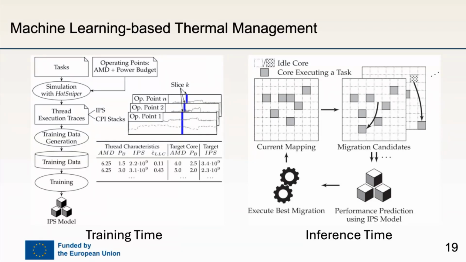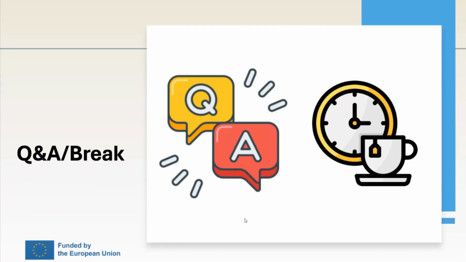And we use a lightweight neural network to capture this relationship. Once this model is trained, it can predict the optimal core mapping and migration strategies during inference time, eliminating the need for extensive pre-analysis for each floor plan. Machine learning provides a powerful and scalable solution for thermal management and makes heat dissipation efficient.